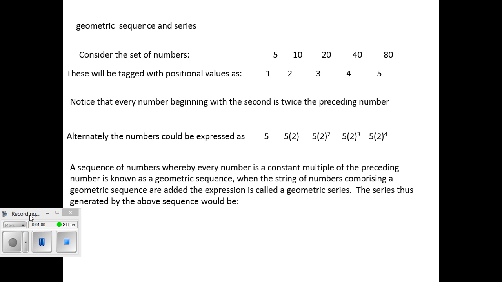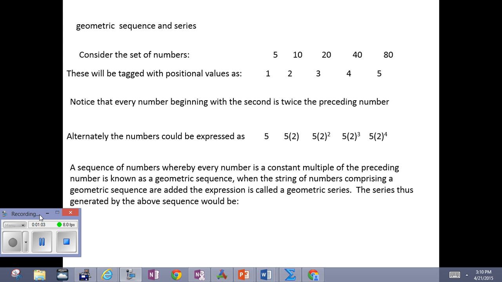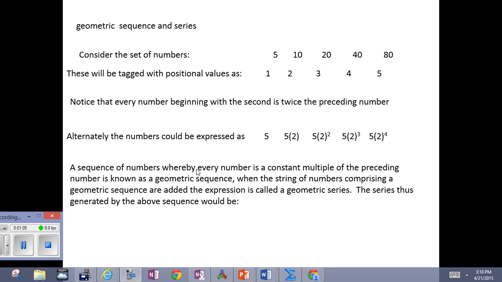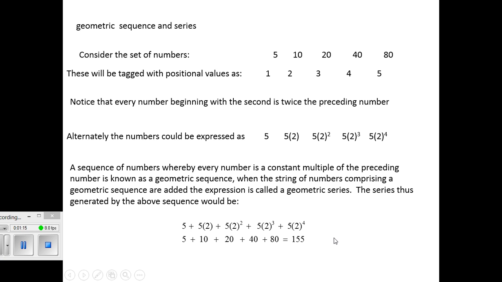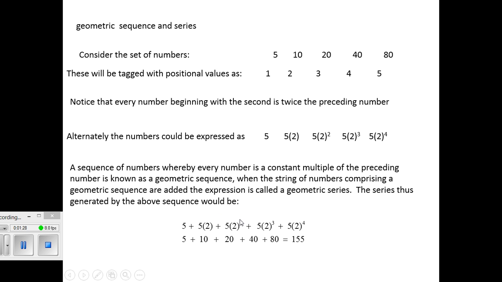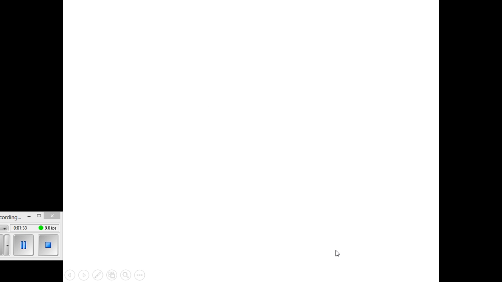Of course, when we move this from a sequence to a series, we simply put plus signs in between them. And as is usually the case, we're going to be asked: can you sum the first 5, the first 20, the first 500 terms of the series? So we're going to look at a way in which that is done.